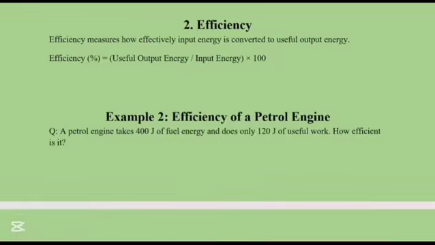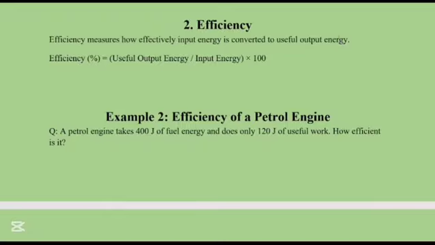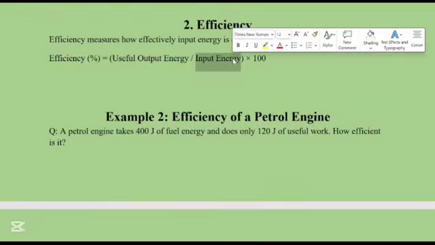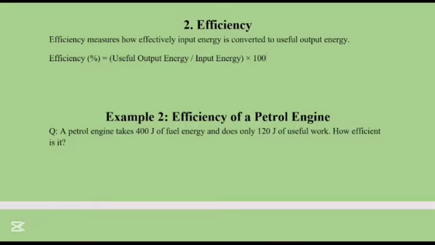Efficiency. Efficiency measures how effectively input energy is converted to useful output energy. The formula of efficiency is output energy divided by input energy, and if you multiply by 100, this means that the unit will be in percentage.